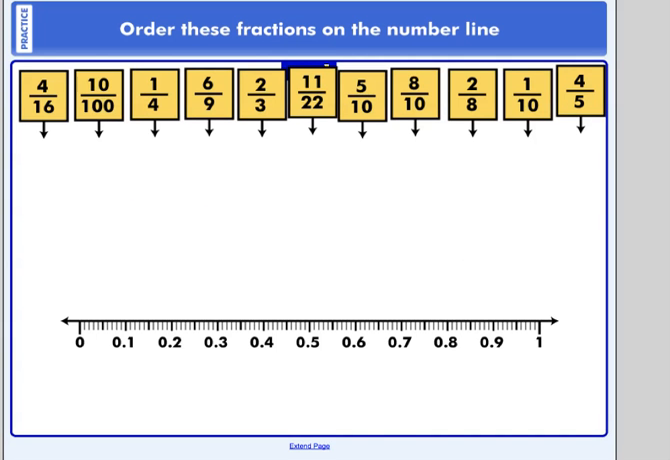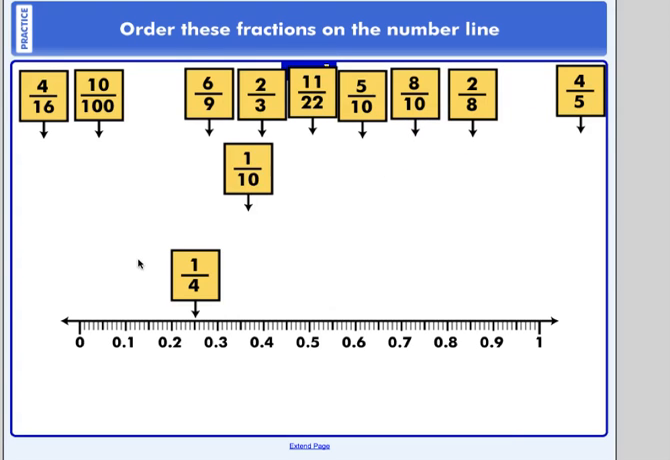Now let's take these fractions and put them on this number line in order. We've got a lot of fractions here, so I think I'm going to start with my unit fractions. That means the numerator will be 1, because it may be a little easier to start there. So let's see, 1/4 I know is equivalent to 0.25, so I'm going to put that there, and 1/10 is labeled on our line here.